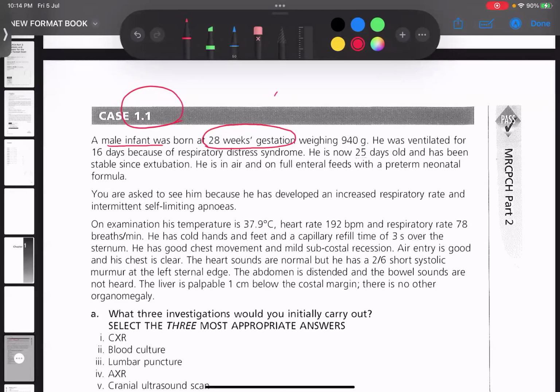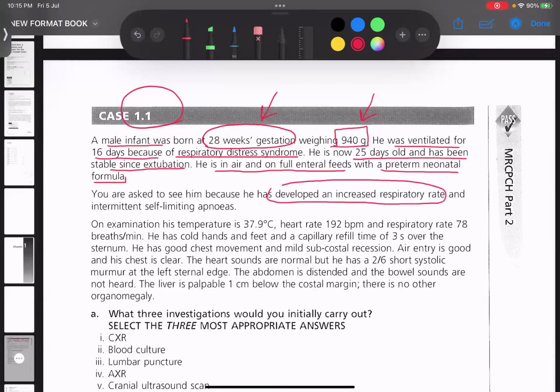Male infant was born at 28 weeks of gestation, weighing 940 grams. So he was a very low birth weight baby. He was ventilated for 16 days because of respiratory distress syndrome. He is now 25 days old and has been stable since extubation. He is in air and fully on enteral feeds with a preterm neonatal formula. You are asked to see him because he has developed an increased respiratory rate and intermittent self-limiting apnea.